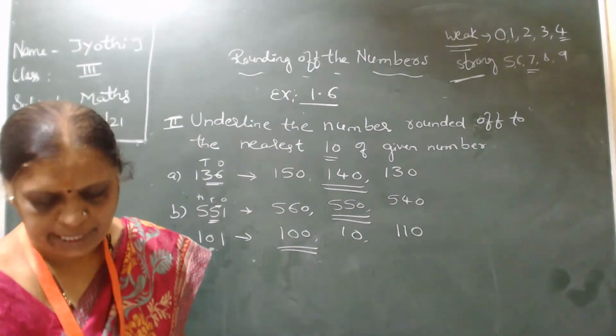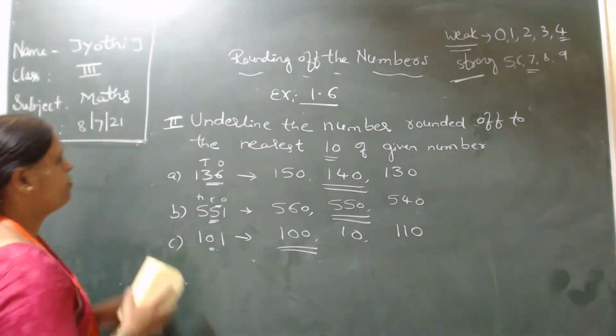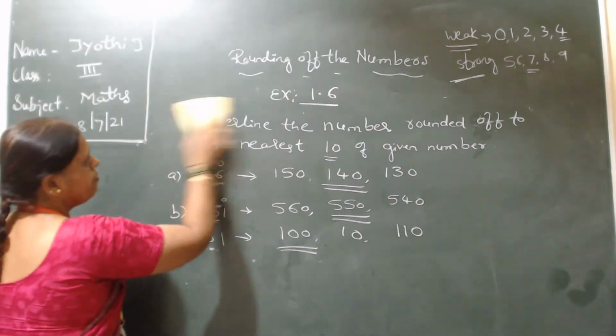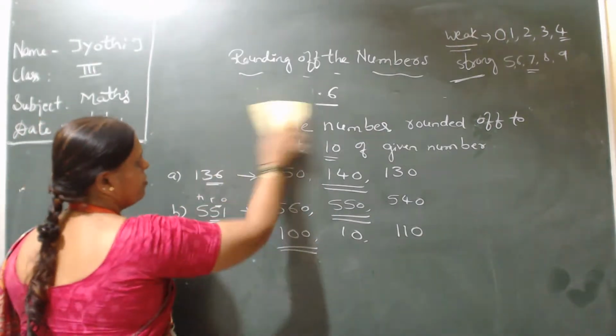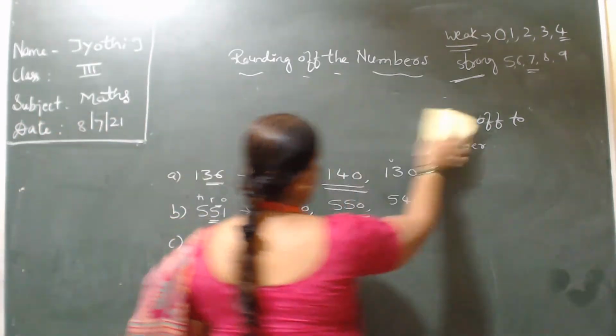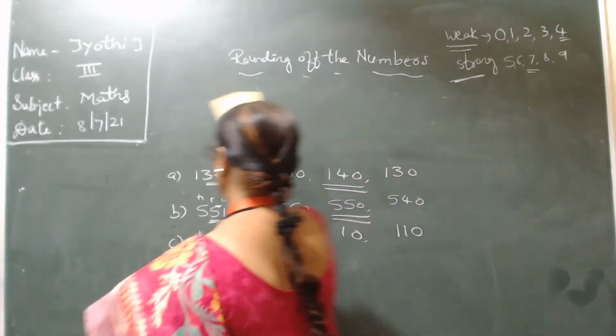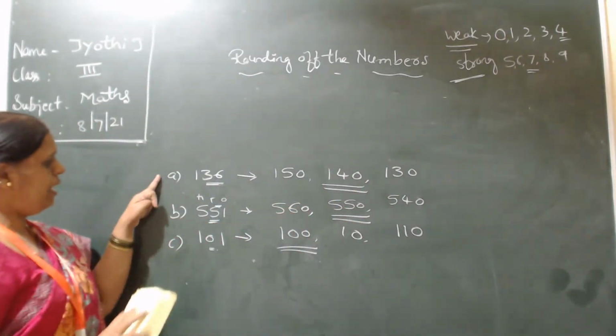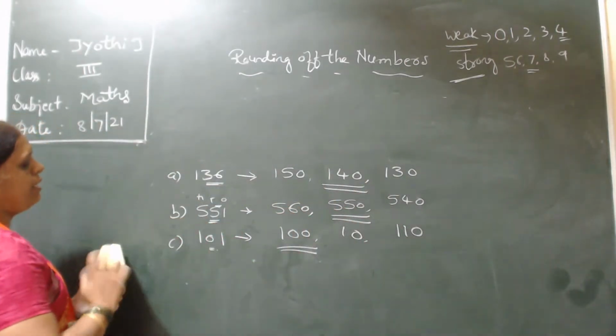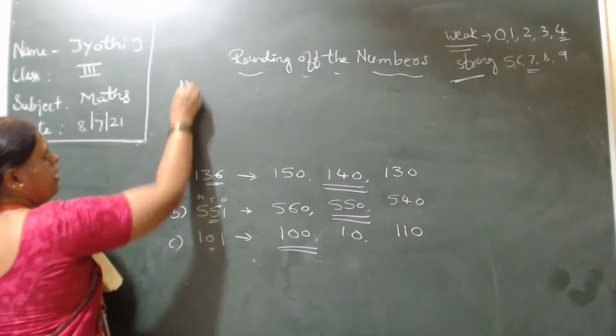Now, one more example. A, B, C, three over. Next, D.